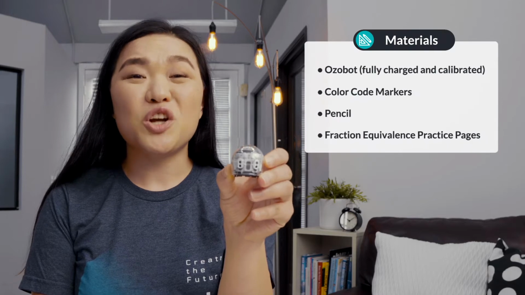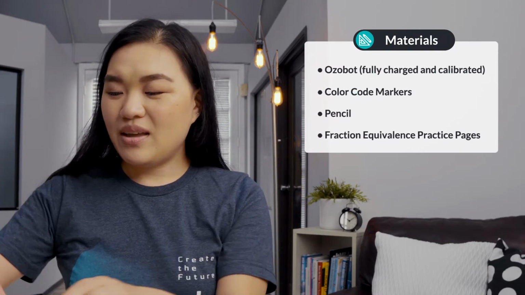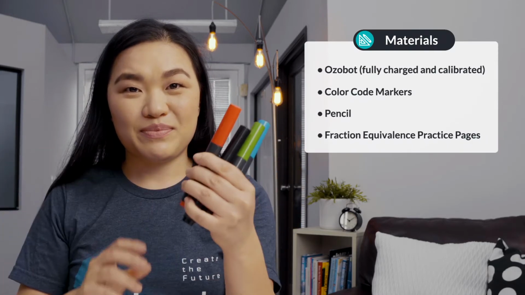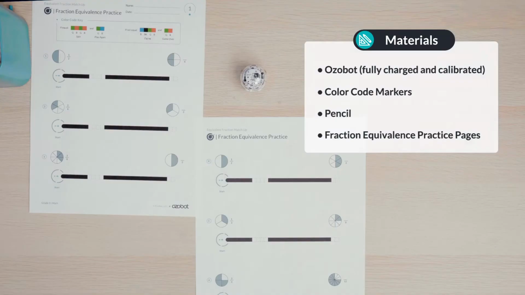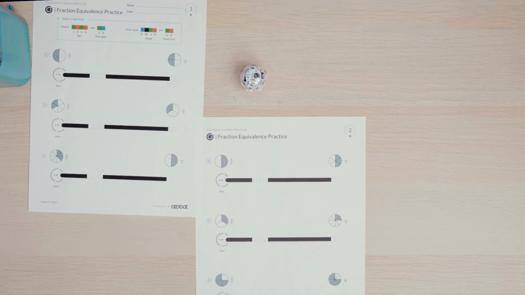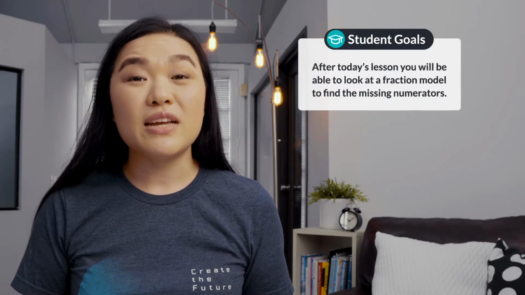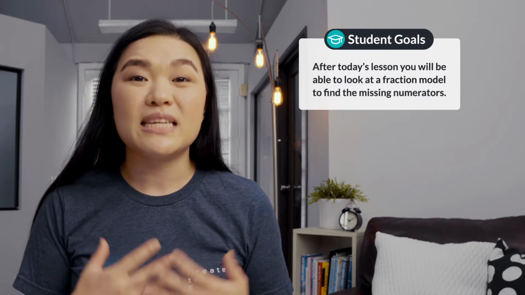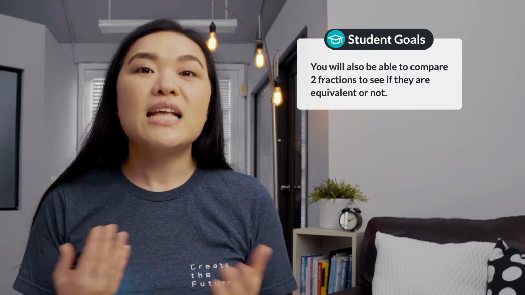For today's lesson, you will need an Ozobot, fully charged and calibrated, your color-coded markers, a pencil, and your fraction equivalence practice pages. Make sure you have both pages. After today's lesson, you will be able to look at a fraction model to find the missing numerators. You will also be able to compare two fractions to see if they are equivalent or not.